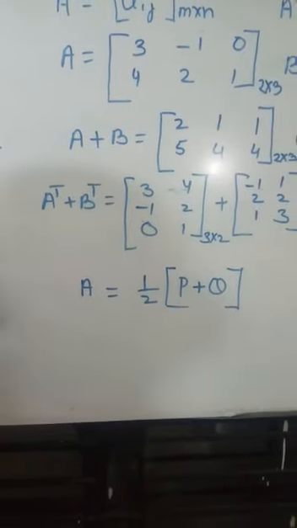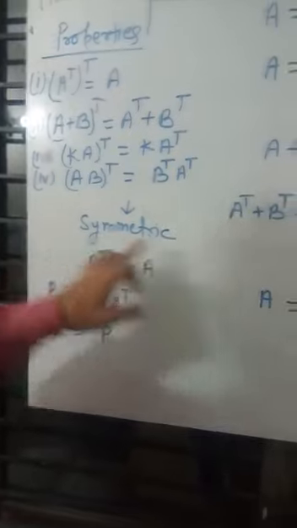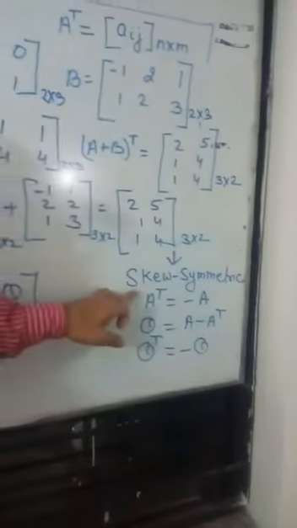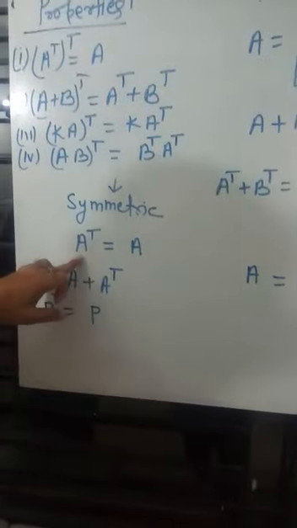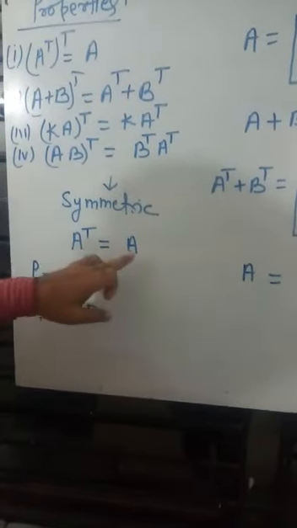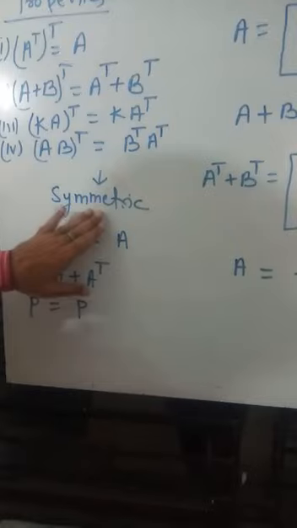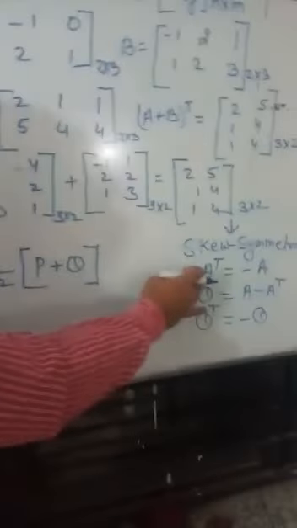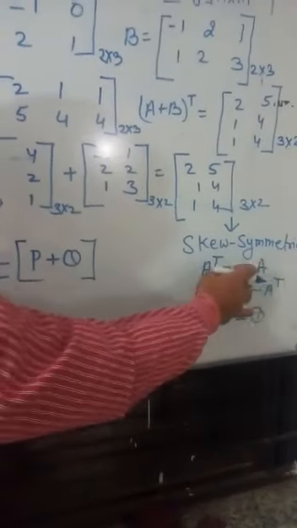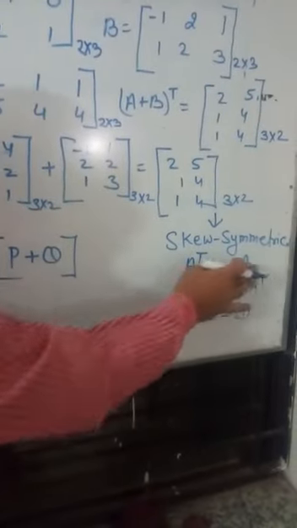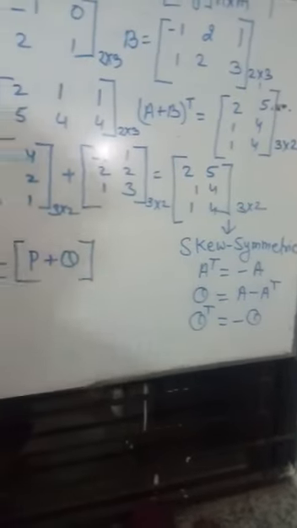Now, matrices defined through transpose are of two types. One is symmetric and the other is skew symmetric. Symmetric matrices: if the transpose of a matrix gives the same matrix, that is called a symmetric matrix. When the transpose of a matrix gives the negative of that matrix, that is called a skew symmetric matrix.